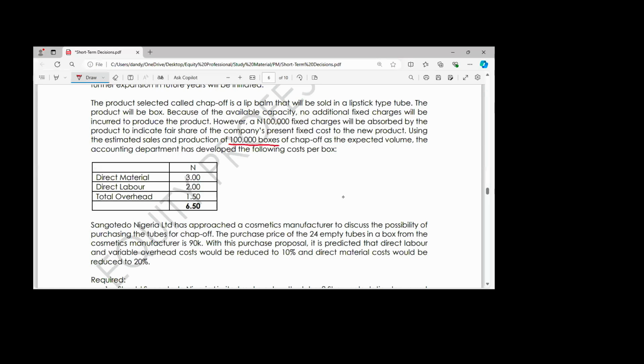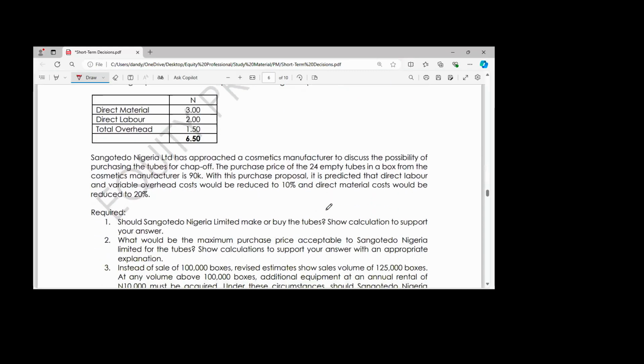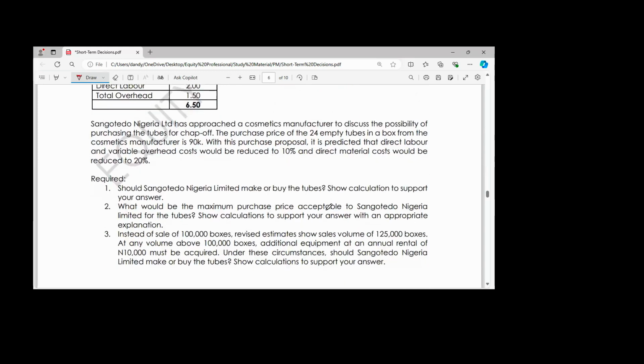Shangotedo Nigeria Limited has approached a cosmetic manufacturer to discuss the possibility of purchasing the tubes for Chap Off. The purchase price of the 24 empty tubes in a box from the cosmetics manufacturer is 90 kobo. With this purchase proposal, it is predicted that direct labor and variable overhead cost would be reduced by 10% and direct material cost would be reduced by 20%.